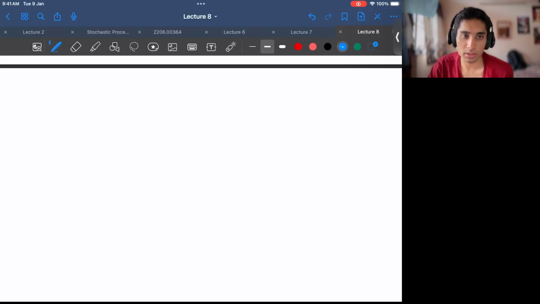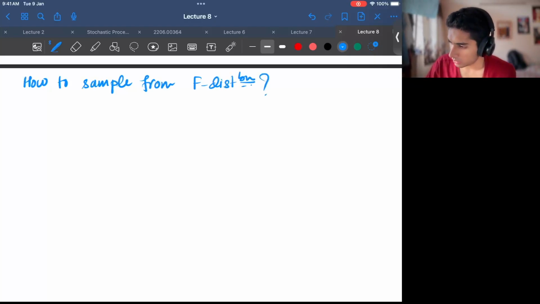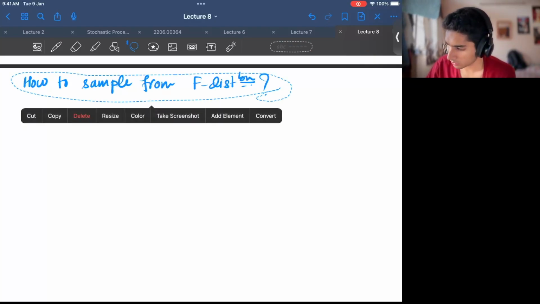So first of all, how do you obtain a random variable of F distribution? So this is how you go. Basically, how to sample from the F distribution. This is the question.